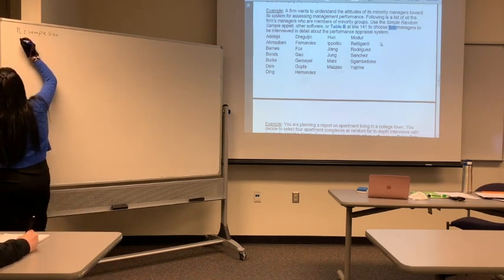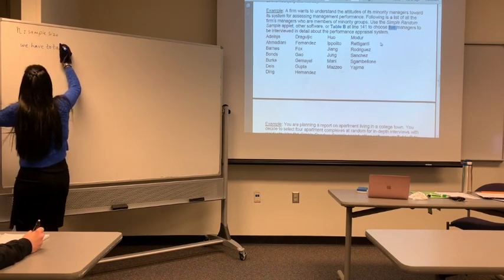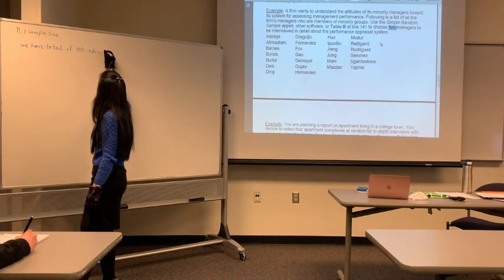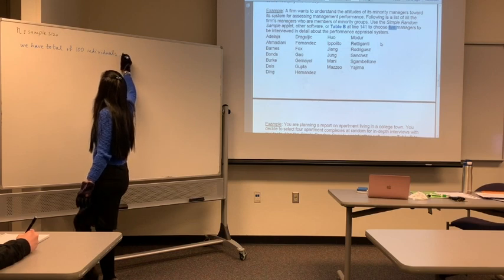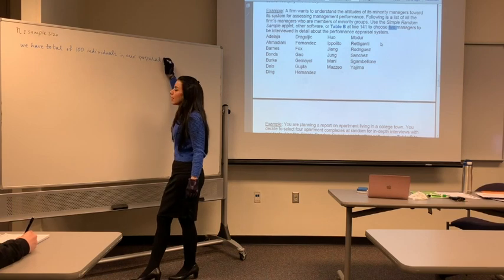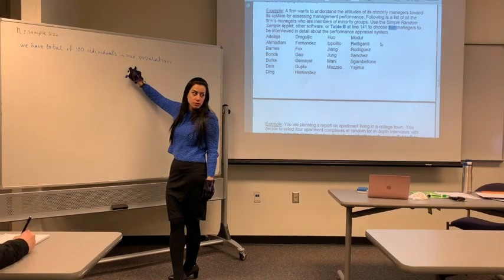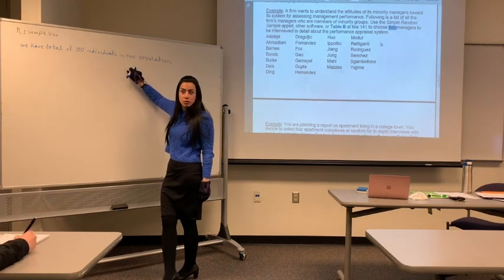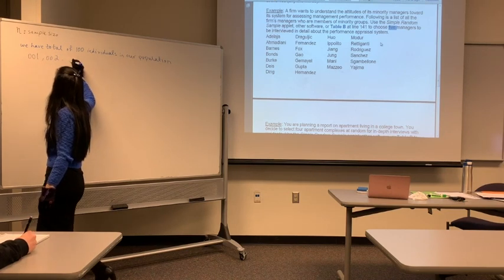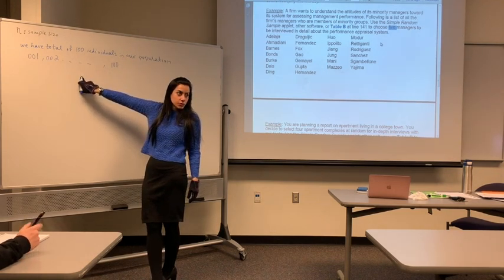we have a total of 100 individuals in our population. How will you label your individuals in a population of 100 individuals? You will say 001, 002, up to 100. So this is the label you choose, right?